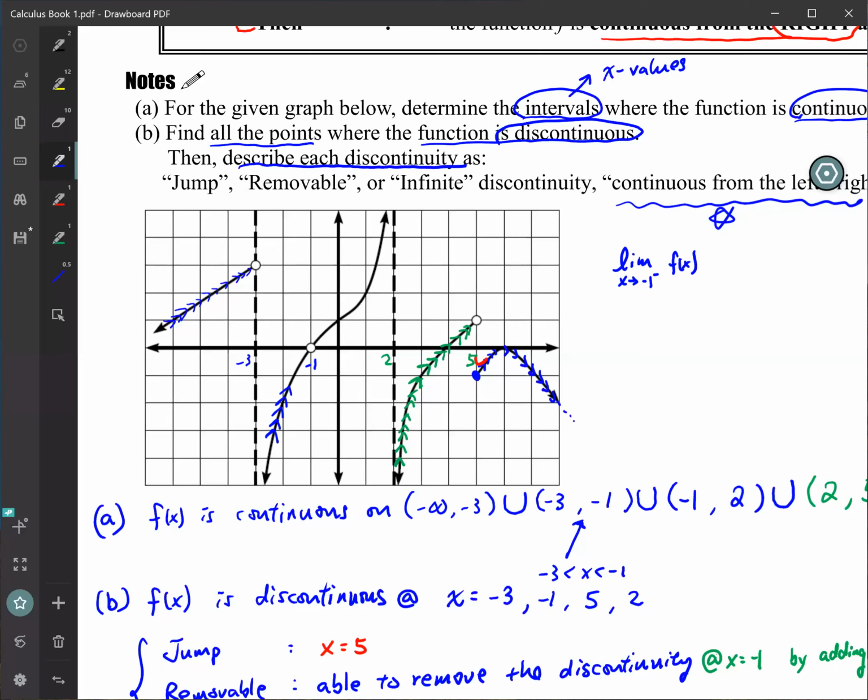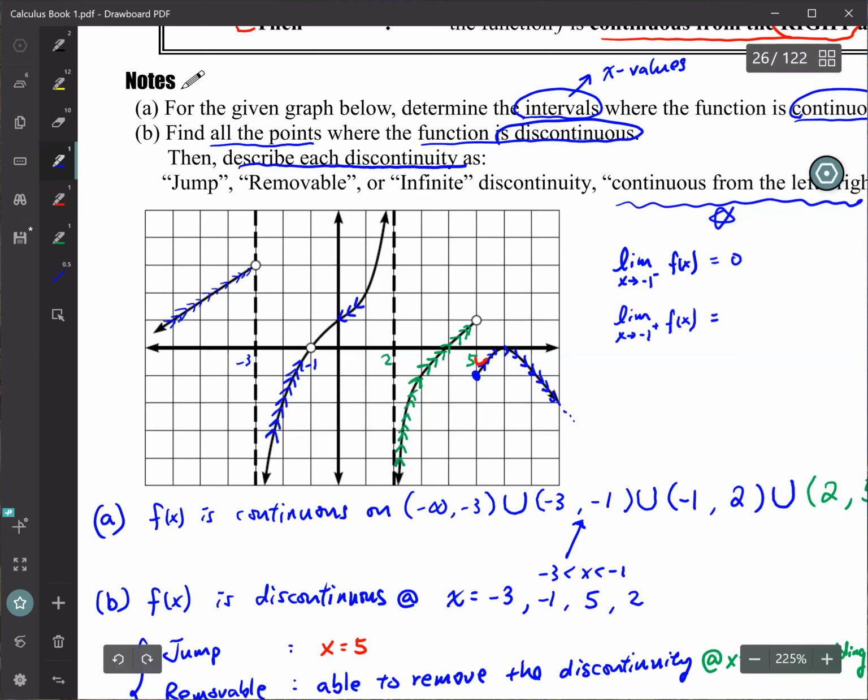-1. X is approaching -1, but when we find limit, we're looking for y values. Oh, it's heading towards 0. Yes, okay, so the answer for the left limit equals 0. Make sense? Yeah, okay. Now can you try again? For limit, also approaching -1, but from the right side. What's the answer? Then also 0. Also 0, very good.